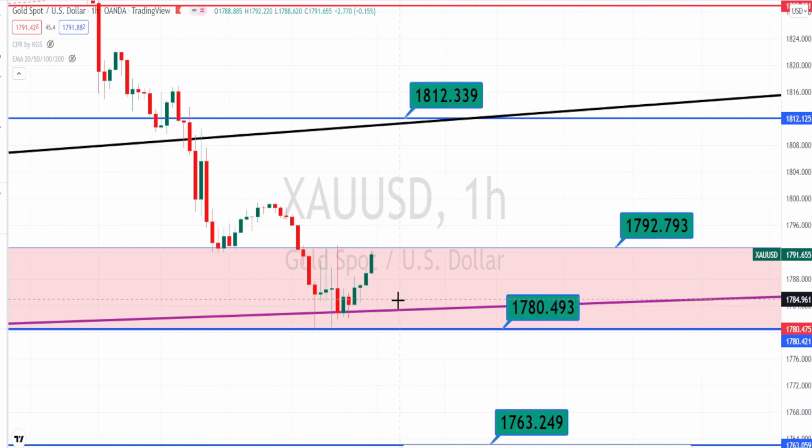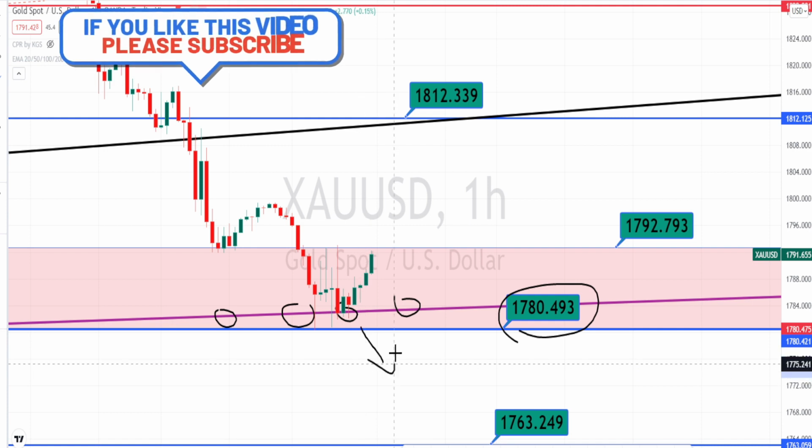So we have the daily time frame trend line also, or the support line over here. So wait for it to break this trend line and the support area, then go on a bearish side trade.